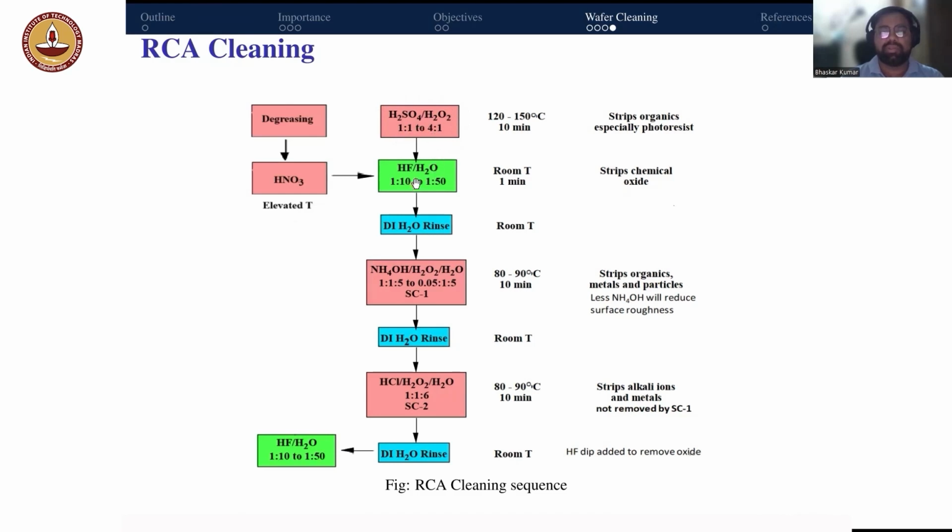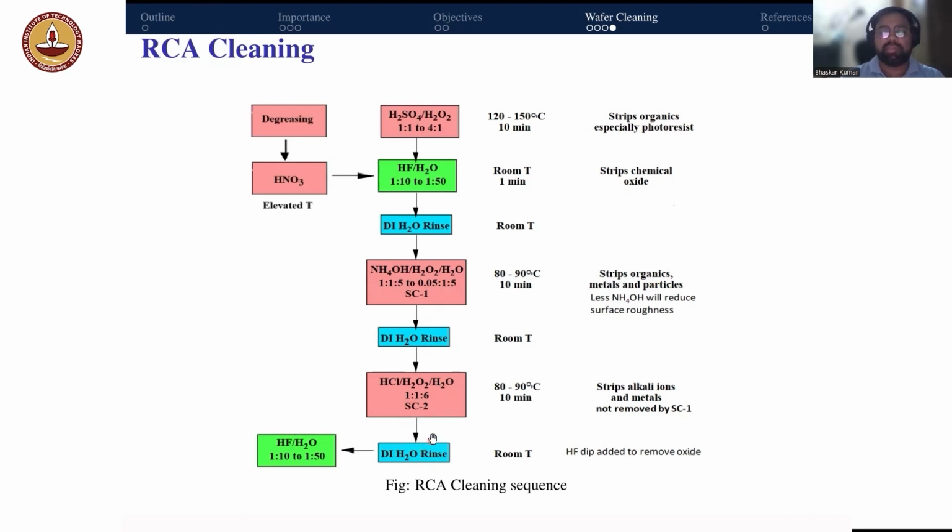After the HF treatment, we do the DI water rinse, and then we treat the sample with SC1 solution or RCA1 solution, in the ratio of 5:1:1, where the 5 parts is for DI water. And as alluded to earlier, in order to reduce the surface roughness, we can go for a lesser NH4OH concentration in SC1. Once we treat the sample with SC1, we do a DI water rinse, and then we treat it with SC2 solution, in the ratio of 6:1:1, where 6 parts is DI water. And then we do a DI water rinse.